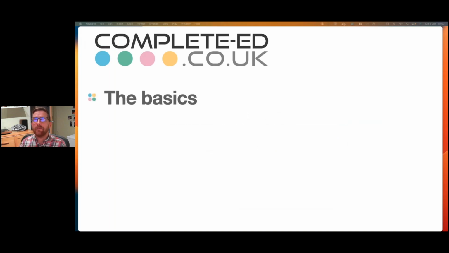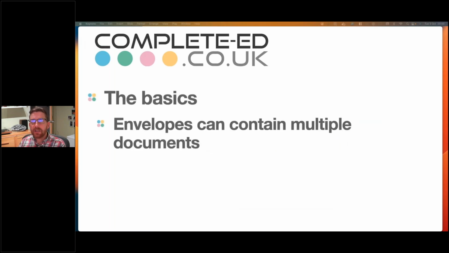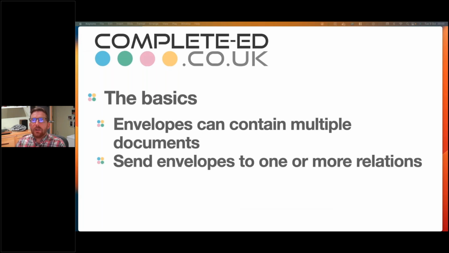The basics are a single envelope can contain multiple documents. So the envelope can have multiple documents that need signatures. That one envelope can be sent to more than one of the relations, and it can only be sent to people who are on the contacts list for that particular child. So obviously you can send it to grandparents, if you want, but they do need to be added as a relation in the record.